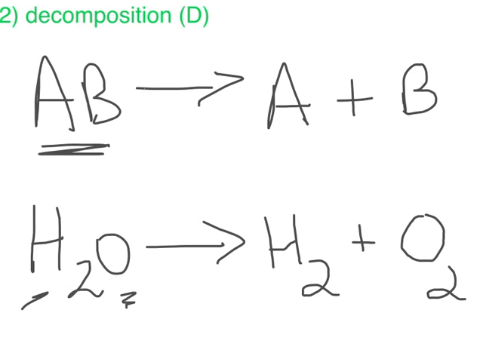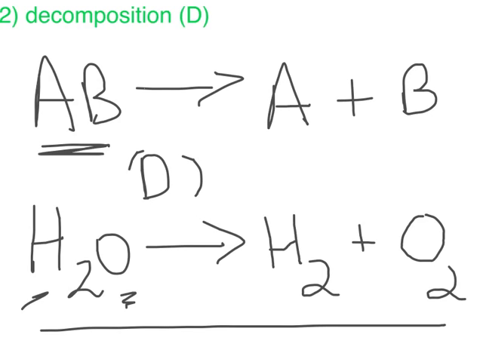Now notice this is not a balanced chemical equation. However, it is a decomp. How did I know that it was a decomp? I knew it was a decomp because I started with only 1 reactant, and that 1 reactant was a compound. So it broke up into its individual elements.